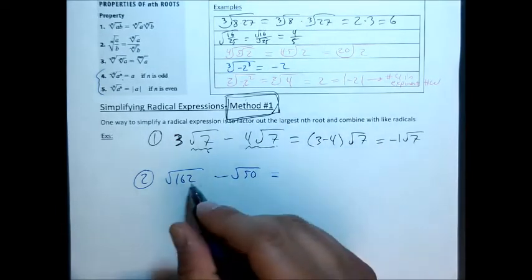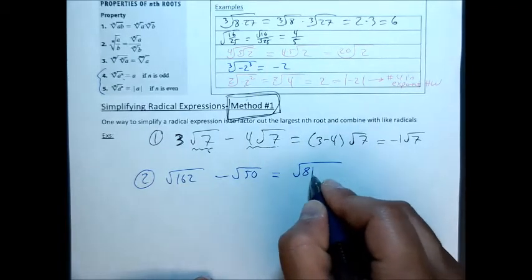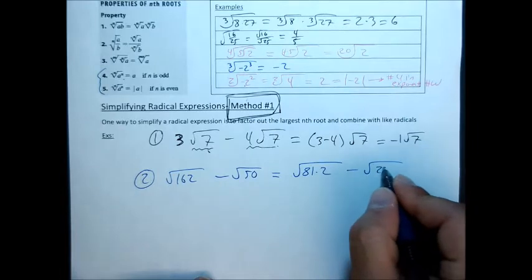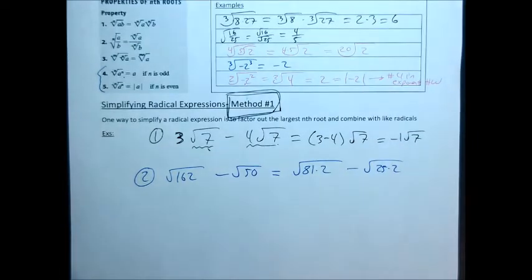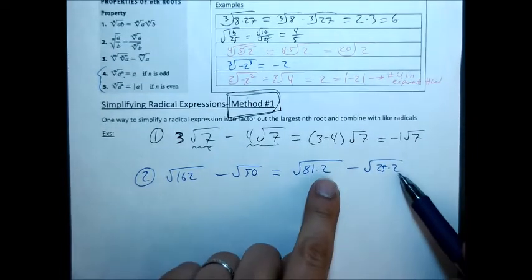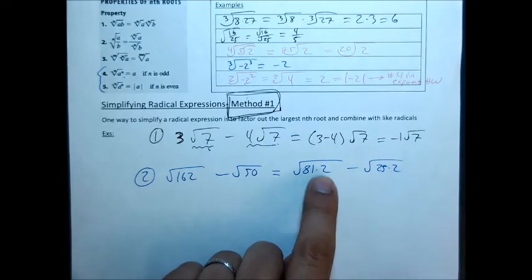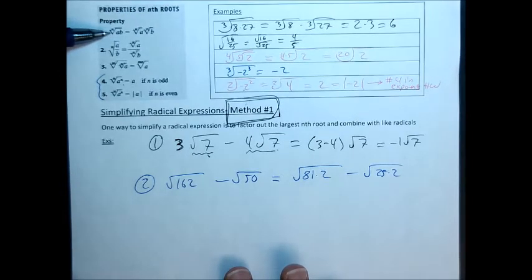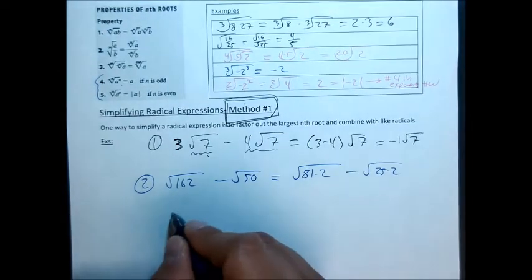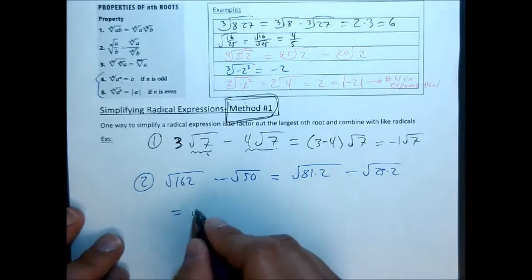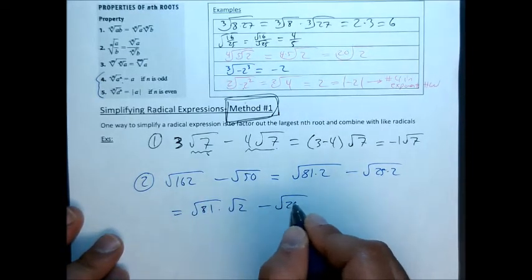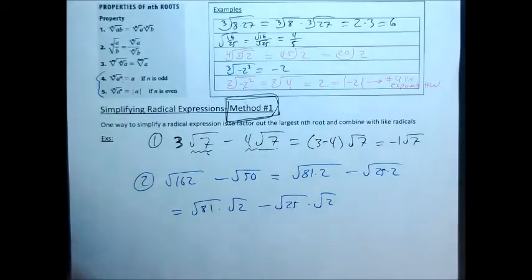So I can rewrite 162 as 81 times 2, and I can rewrite 50 as 25 times 2. You can see what I'm doing here is they both have a 2 inside there, so eventually they're both going to have a square root of 2. But first, I'm going to use law number 1 to break the radical into 2 pieces. So I break each radical into 2 pieces: square root of 81 times square root of 2 minus square root of 25 times square root of 2.